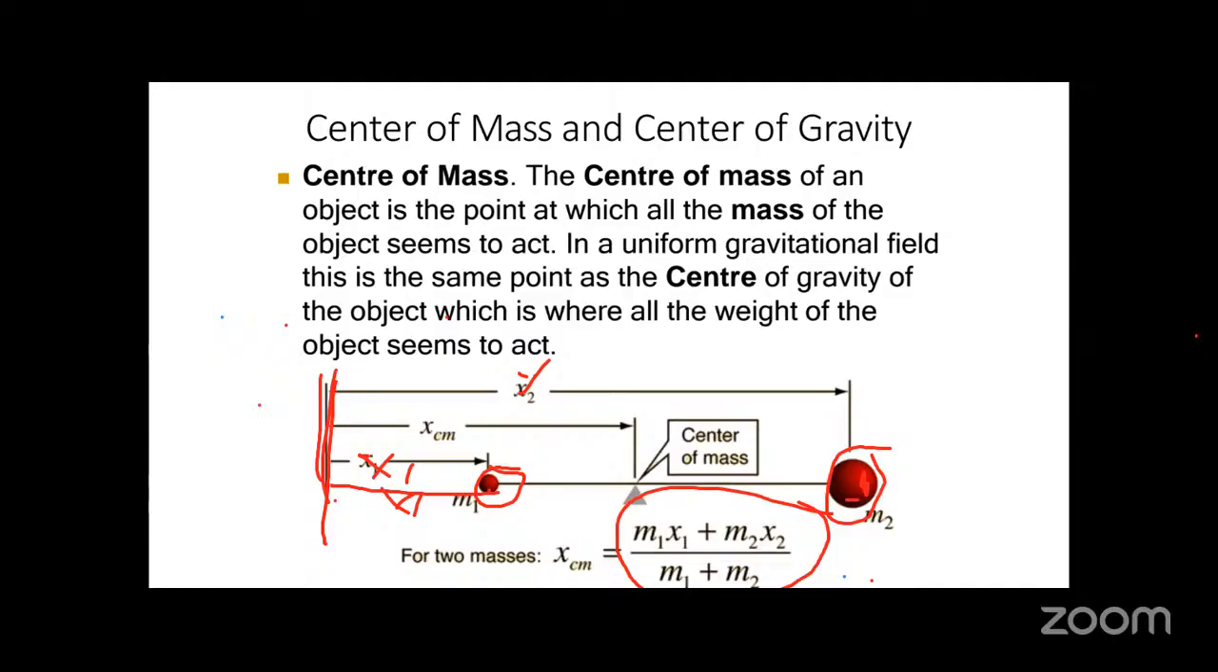Now, if we have three masses, it will be plus m3 x3 over m1 plus m2 plus m3. If we have four masses, the same way, we keep going. If we have 10 masses, you keep adding them.